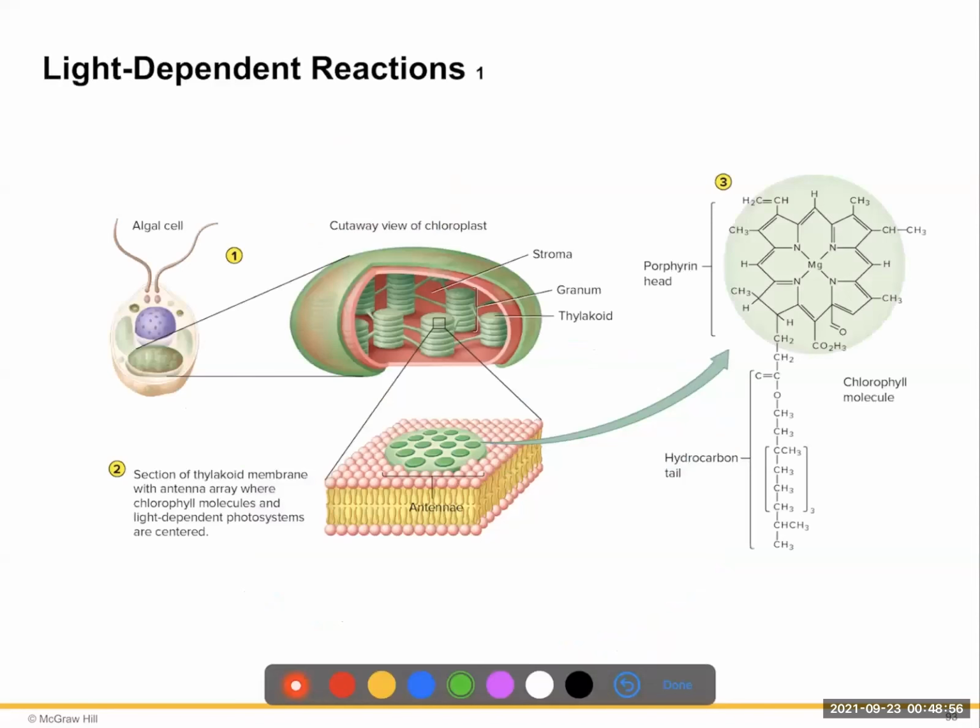In the chloroplast, you have a porphyrin head. This is the chlorophyll molecule. This gives you the green color. And this is what's used to absorb sunlight and use that as energy.